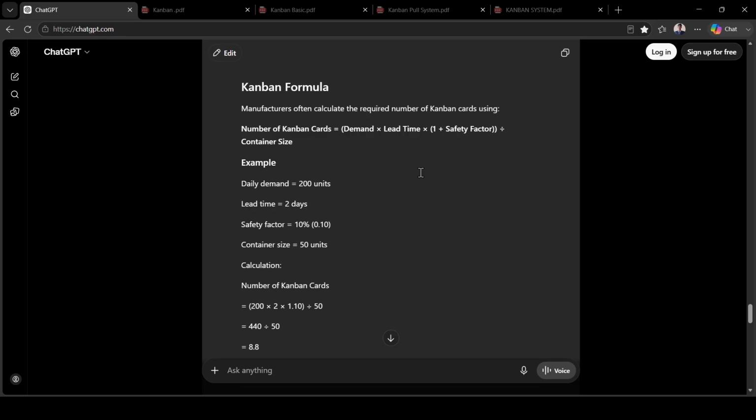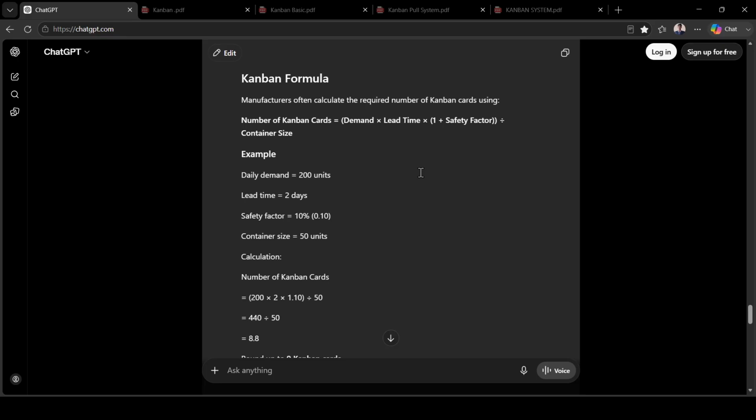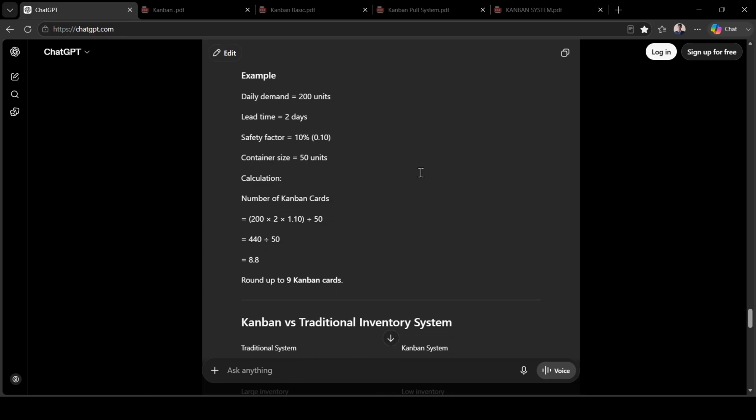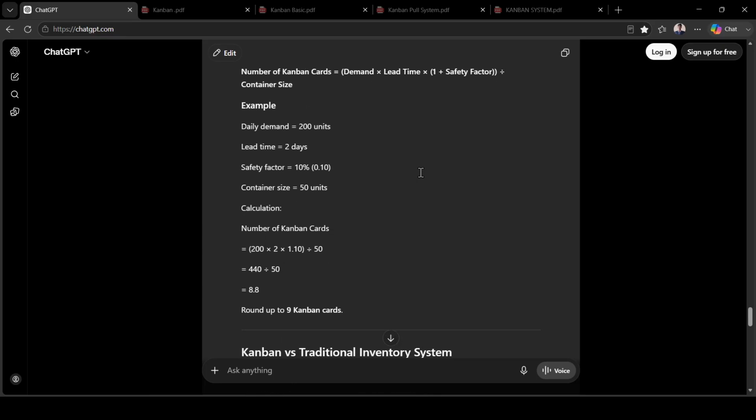Example, daily demand 200 units, lead time 2 days, safety factor 10% or 0.1, container size 50 units. So calculation: number of Kanban cards equals 200 times 2 times 1.10, divided by 50. So 440 divided by 50 is 8.8. So round up to 9 Kanban cards.